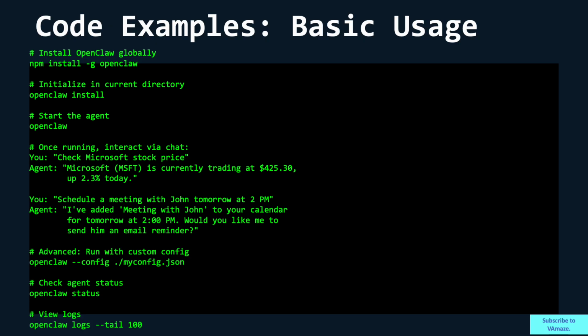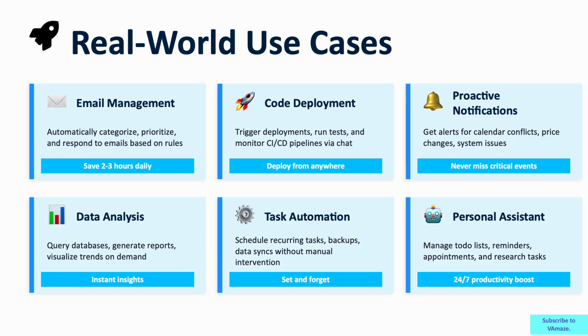Now let's talk about real-world use cases. These are 6 ways people are actually using OpenClaw in production right now. Use case 1, email management. Imagine your agent automatically categorizes every email that arrives. Work emails get labeled and prioritized, newsletters are filtered to a reading list, urgent messages trigger notifications, spam is removed without you ever seeing it. The average person can save 2 to 3 hours daily just by having intelligent email automation. That's 10 to 15 hours a week, essentially getting 2 full workdays back.